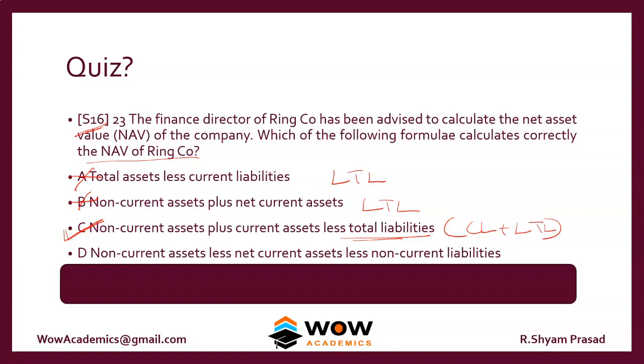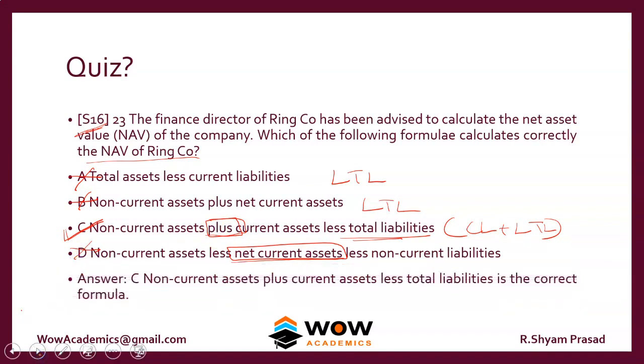We'll check D also. Non-current asset less current asset. No, we should not be lessing the current asset. We should be adding the current asset. So this is the right option. D is also wrong. So the answer should be C. The answer is C.